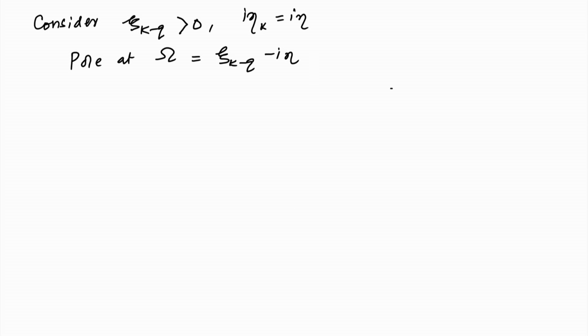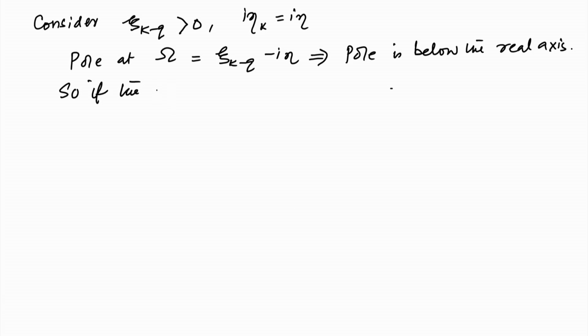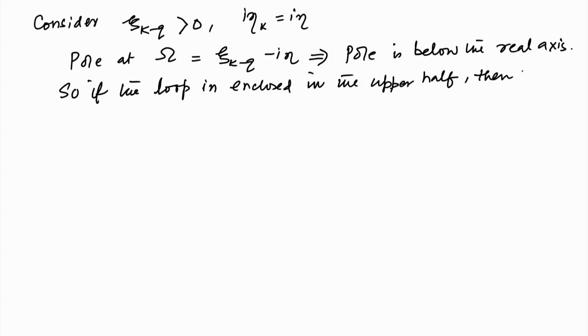So, if you want to close it from the top, the pole is below the real axis, so if the loop is enclosed in the upper half, then the integral is 0.